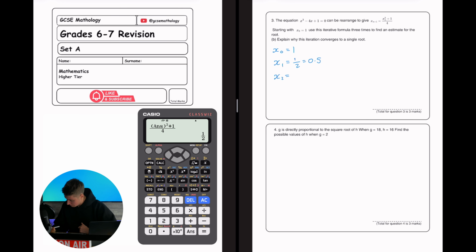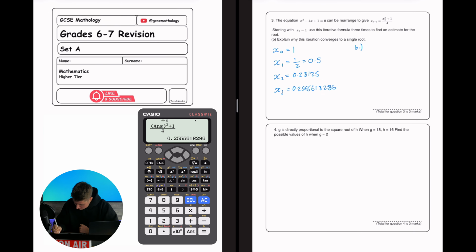x2, we're just going to press equals again. This gives us 0.28125. And then finally, for the third iteration, we're going to press equals again, and this is equal to 0.2555618286. And when we're doing iteration, we need to write the full calculator display. So that is part A.